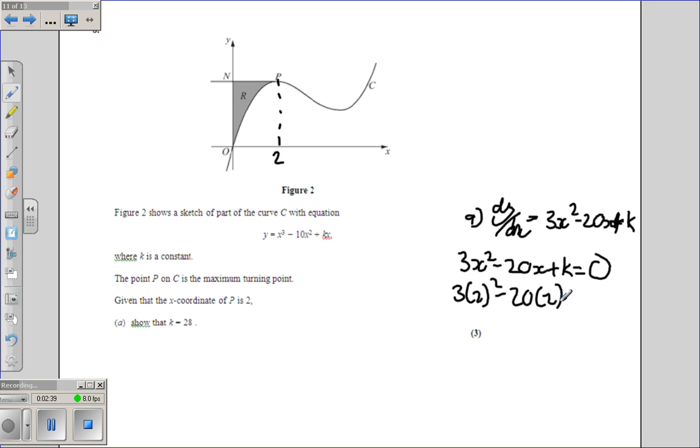20 lots of 2 plus k equals 0. And you'll get an equation, really simple, to find k. And k will just pop out, really. 3 times 2 squared is 3 times 4, so that's 12. Subtract 40 plus k equals 0. So k equals 40 minus 12. So k equals 28. Done.